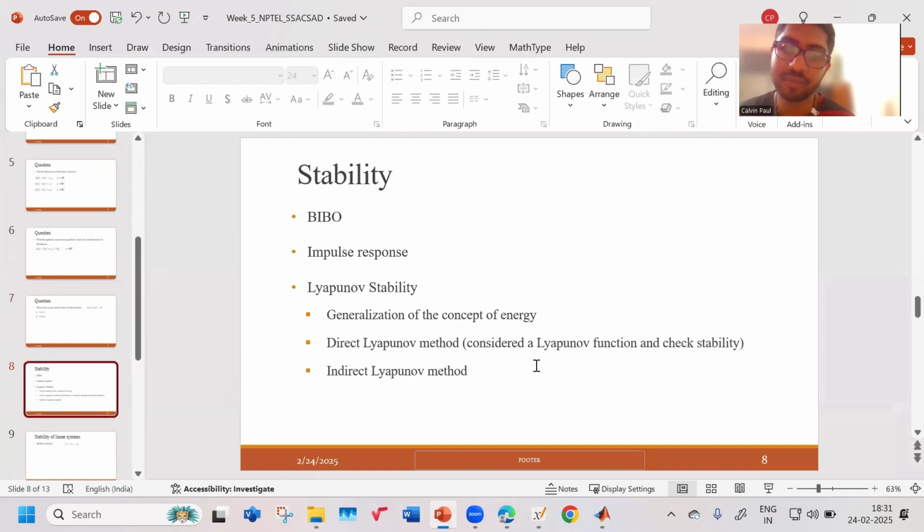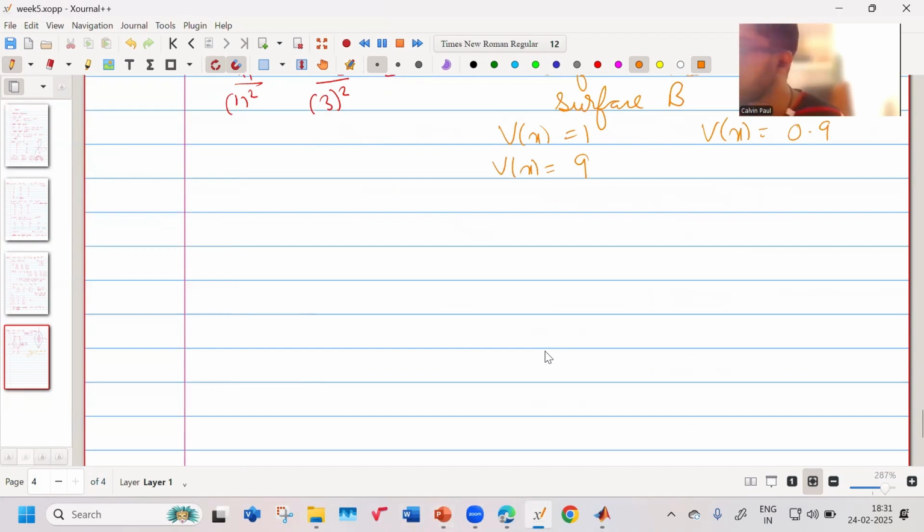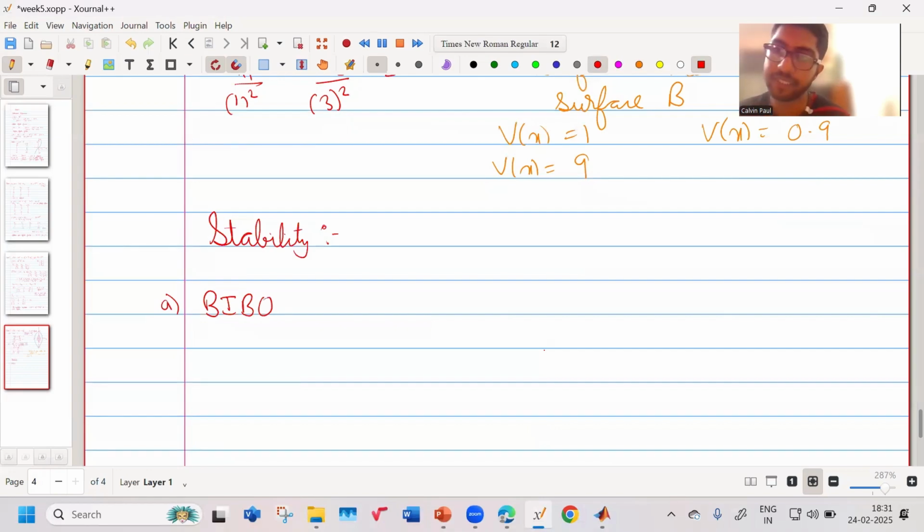So next we will check about stability. What is stability? The next part is stability. There are various ways in which we can find stability. One is the bounded input, bounded output method, which we can use to check whether the system is stable. Second is via the impulse response.